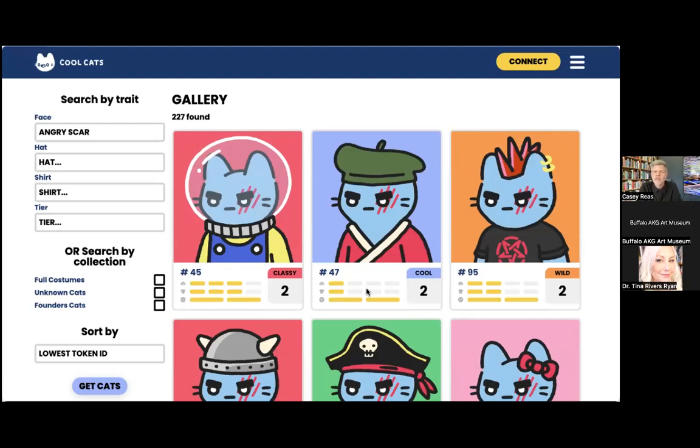So these, what we're looking at right now, are Cool Cats, which is a PFP project, like many others, where it's a set of drawings. You have different layers, different eyes, different hair, different hats, etc., that are pieced together at random. If you look at the interface, you can see this is the angry scar trait. So we're only looking at images that have that angry scar. And this is, I think, the model of how the PFP projects work.